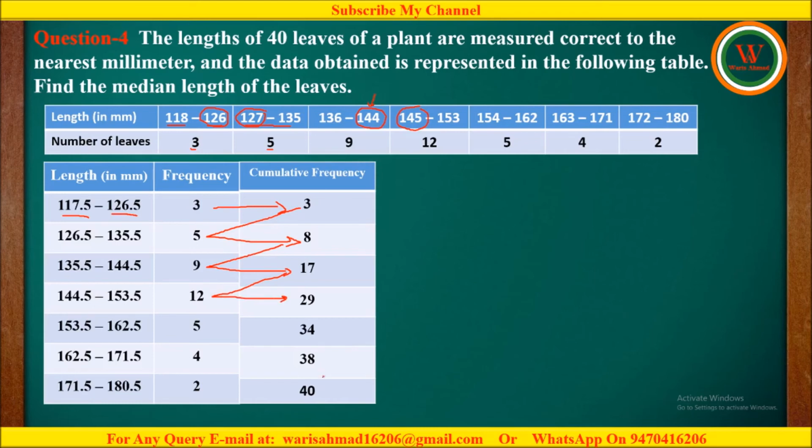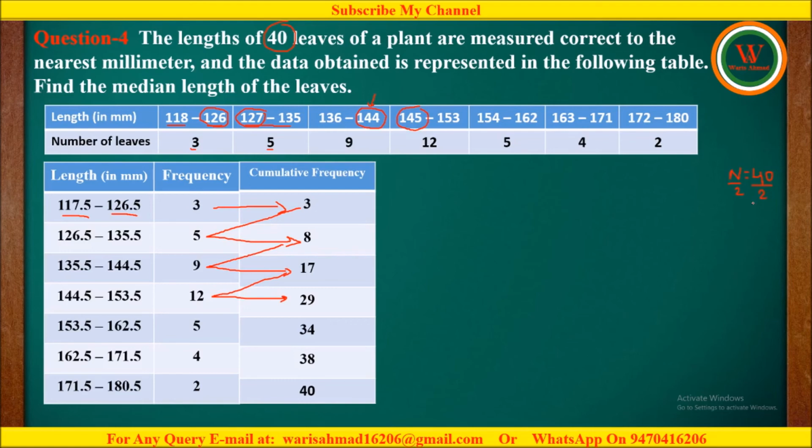After that, we will find the value of n. The value of n is already given in the question, that is equal to 40, or if it is not given in the question, then we can add the frequencies. The sum of all the frequencies is equal to 40. That will be the value of n. So here we can write n is equal to 40. Since the value of n is equal to 40, then the value of n upon 2 will be equal to 20.